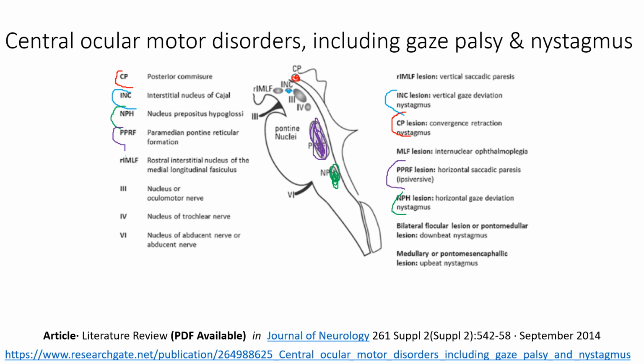RI-MLF, rostral interstitial nucleus of the medial longitudinal fasciculus. This guy up here. I should use a different color because it's right next to the other blue guy. I'll go yellow. There we go, RI-MLF.